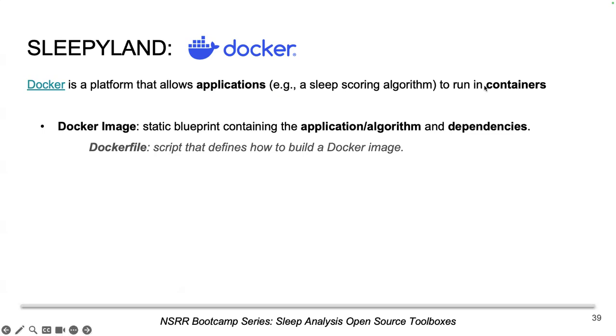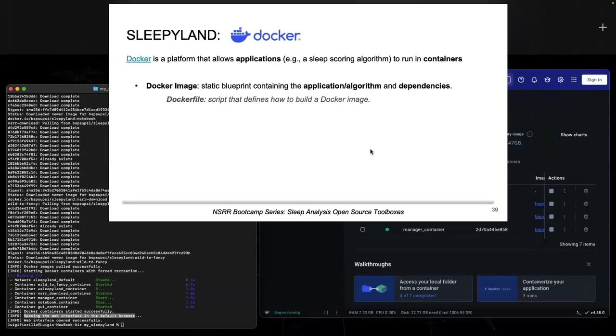The first one is the Docker image. A Docker image is actually a static blueprint that contains the application, or the algorithm in that case, and all the dependencies. So all you need is the script, a Dockerfile, and once you have this Dockerfile, you are able to build your Docker image. So you can see the Docker image as the static blueprint that contains your application. Just to maybe show you what we have here.